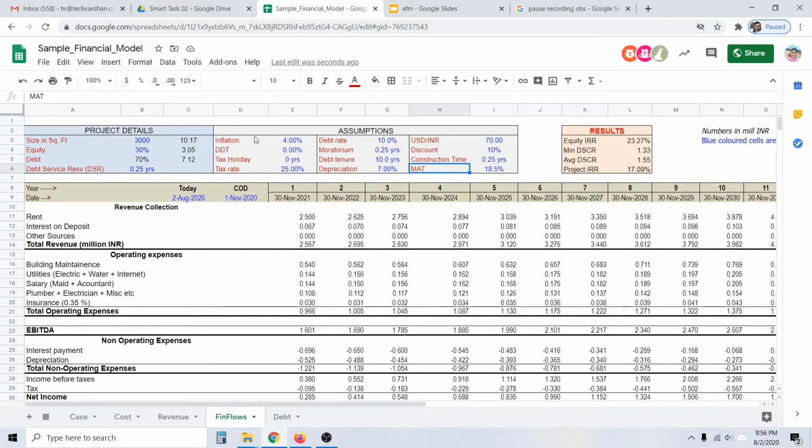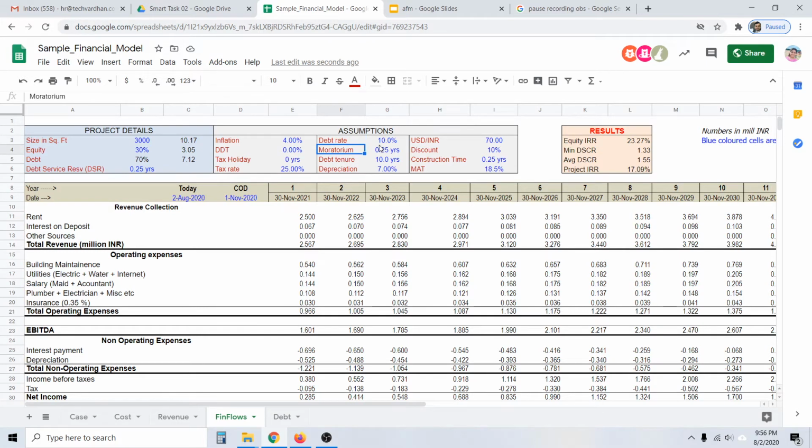Here the assumption is inflation rate 4%. DDT is dividend distribution tax, 0% I have taken, but yes, tax holiday is if there is any holiday from the government. Tax rate 25% is the corporate tax rate, as it is called. Debt rate means the interest rate on the debt.